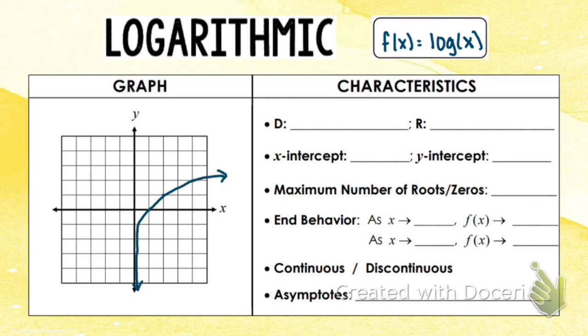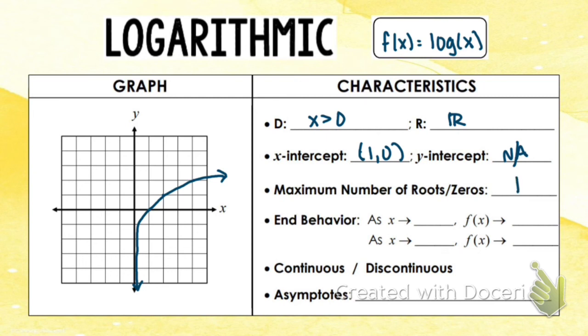All right. So our domain here is that x has to be greater than 0 because it will never equal 0. It's never going to touch this line. Then the range is going to be all real numbers. Our x-intercept is at (1, 0). Our y-intercept, we will not have one because it will not touch the y-axis. The maximum number of roots or zeros is 1.